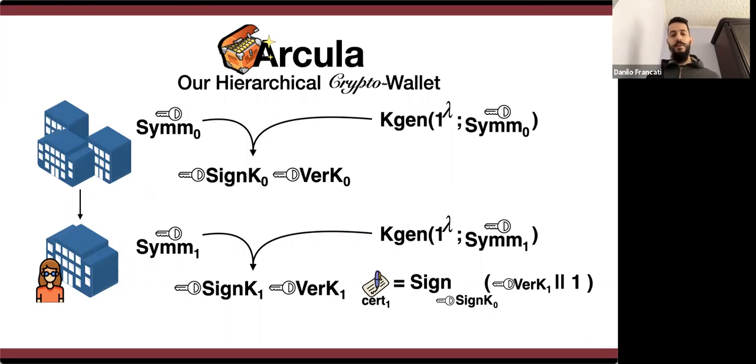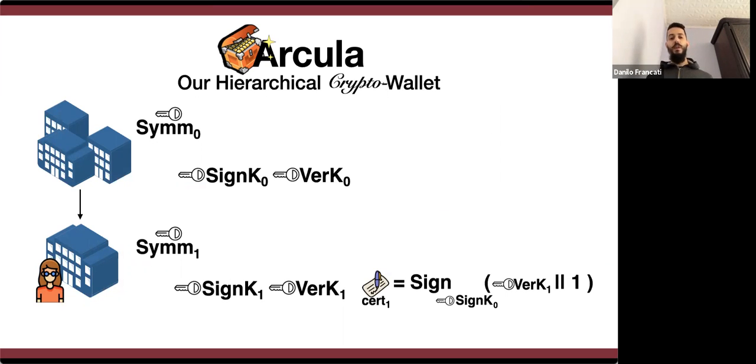We do a last step. Now, for every user that is not the root node, we generate a certificate. The objective of the certificate is to link together the identifier of the node, in this case 1, with the corresponding verification key that we have generated. How we do that is basically a signature, using the signing key of the root node, of these two values, the verification key and the identifier. So at the end of the day, we obtain these values.